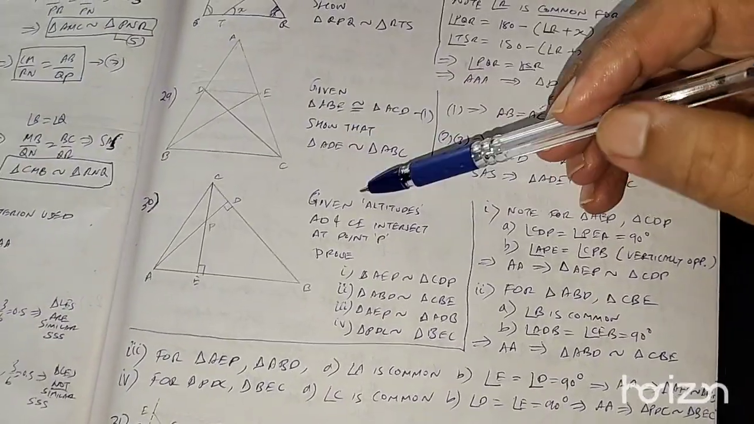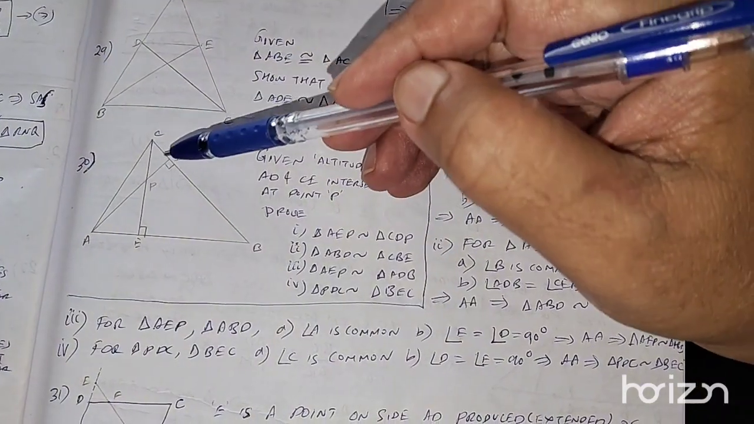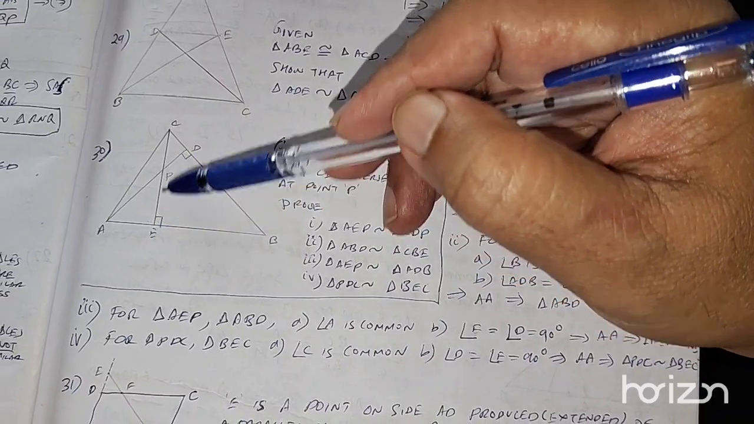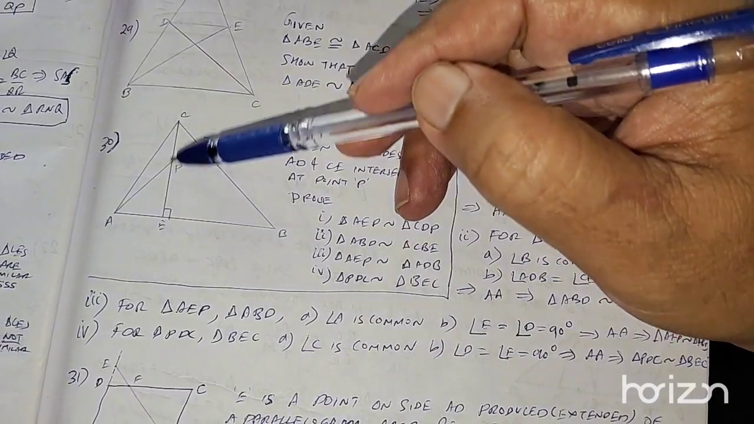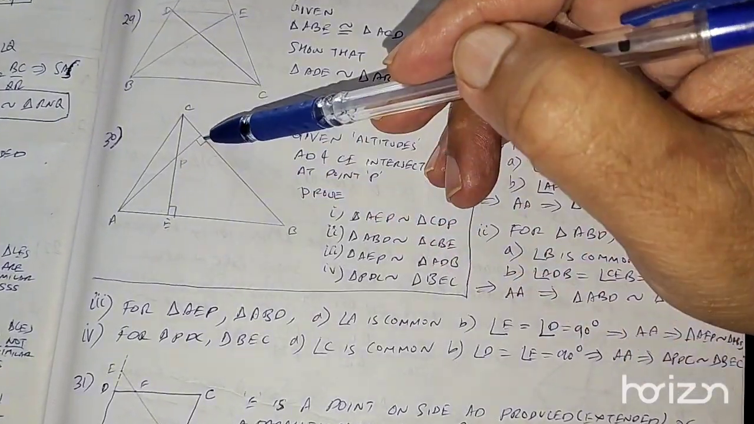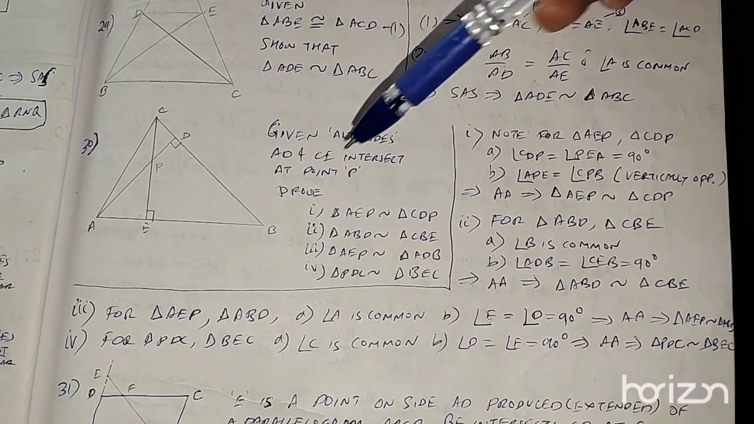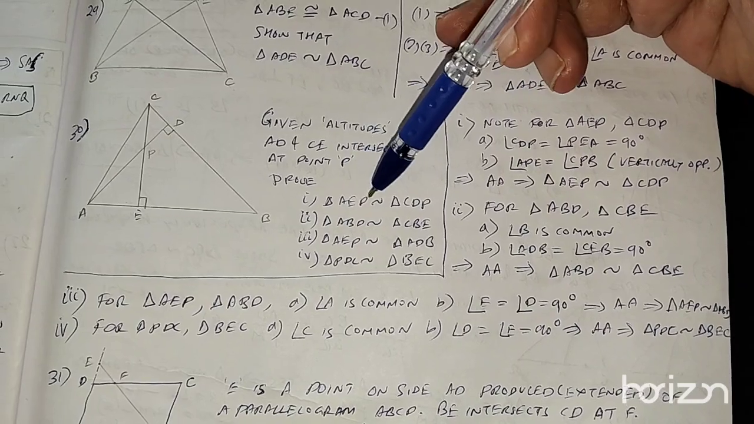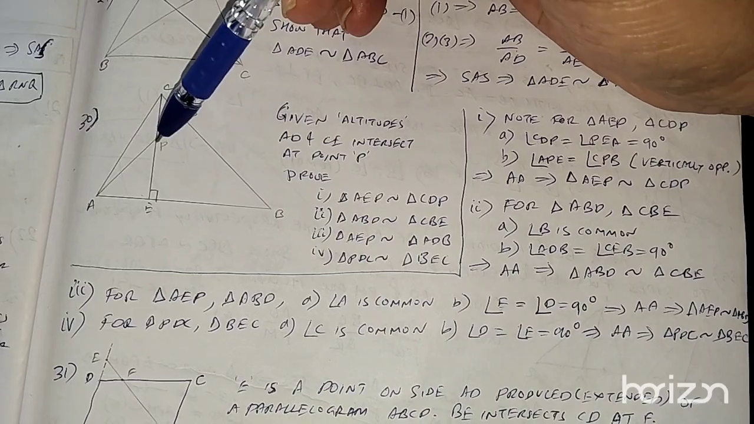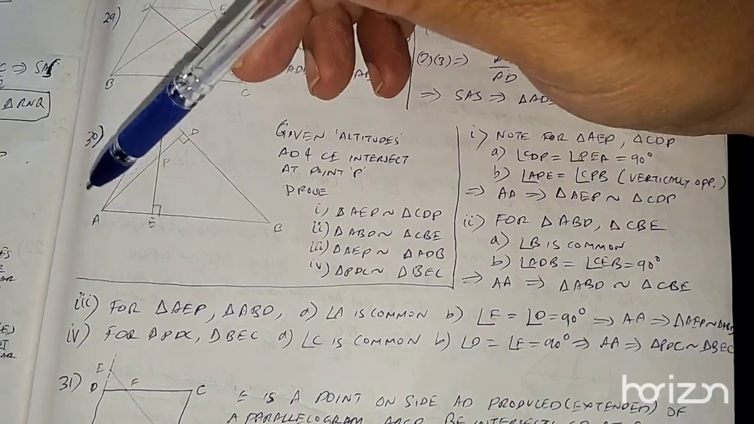Okay, next problem. Given altitudes AD and CE intersect at a point P. So you have a triangle ABC. When you drop an altitude, which means you create a 90 degree such that it comes from this point. So at E there is a 90 degree. Similarly, altitude from this point A to this line, you create a 90 degree. It's coming to D. Prove that AEP is similar to CDP. Prove that these two triangles are similar. Prove that ABD is similar to CBE.